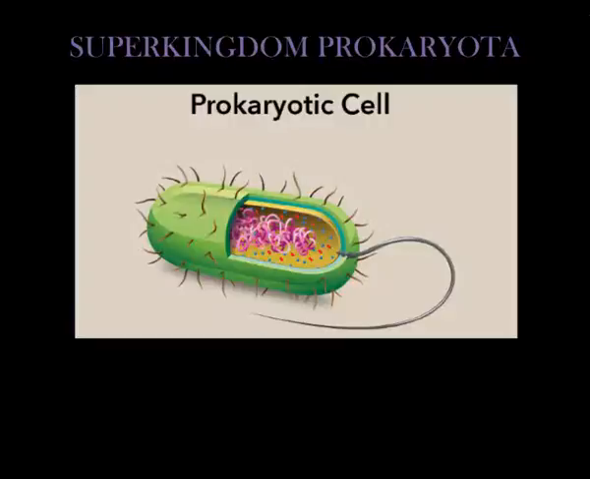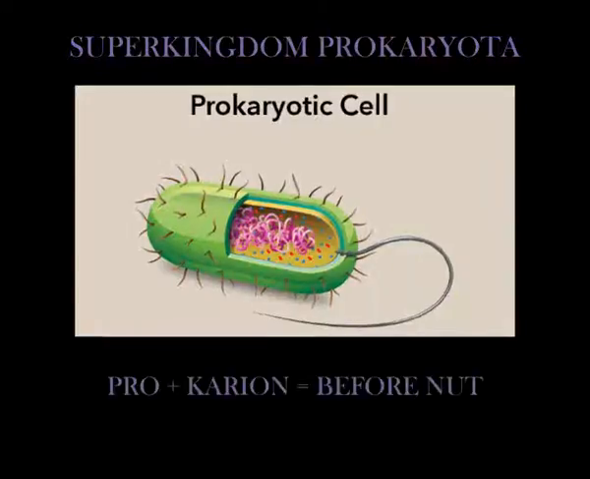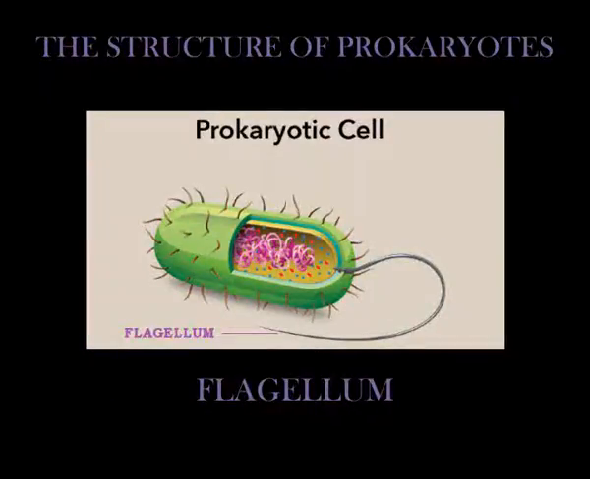Let's start with the superkingdom Prokaryota. Prokaryotes are unicellular organisms that lack an envelope enclosing the nucleus. The word prokaryote comes from the Greek pro, before, and karyon, nut. The structures of prokaryotes.